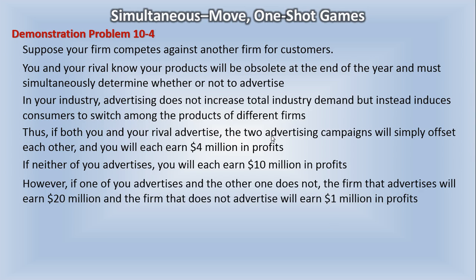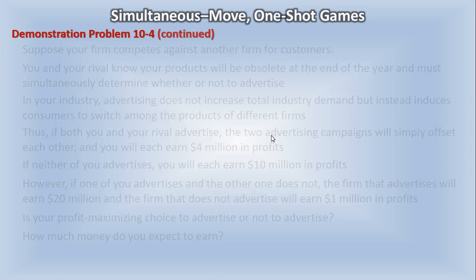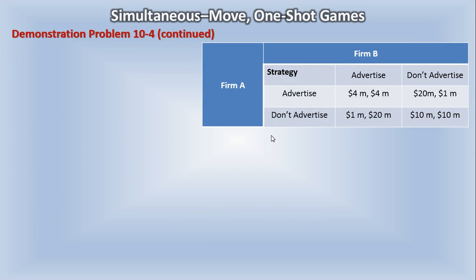However, if one of you advertises and the other one does not, the firm that advertises will earn $20 million because they'll steal the customers from the other brand, and the firm that does not advertise will earn $1 million in profits. So the question is, what is your profit-maximizing choice: to advertise or not to advertise? And how much money do you expect to earn? The best way to analyze that is with a normal form representation of the game.